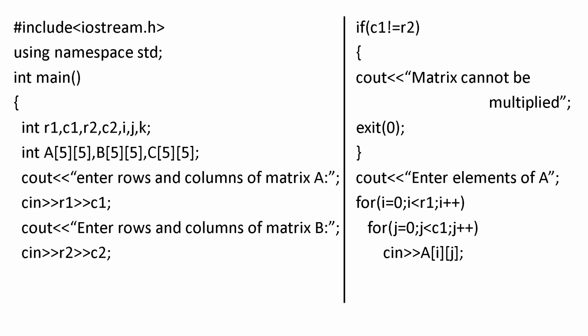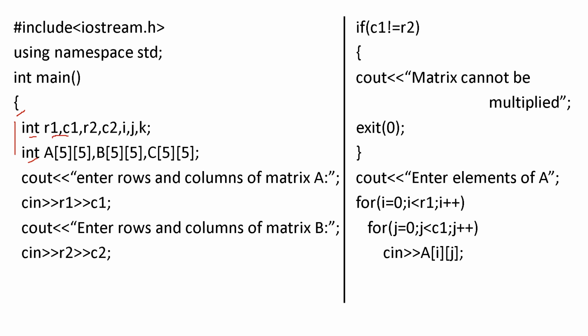This is a program for matrix multiplication. #include <iostream.h> and up to int main is the same for almost all programs. These two statements are the declaration statements. Here I have written this in two statements; you can make it a single statement. We have declared these variables as integers.